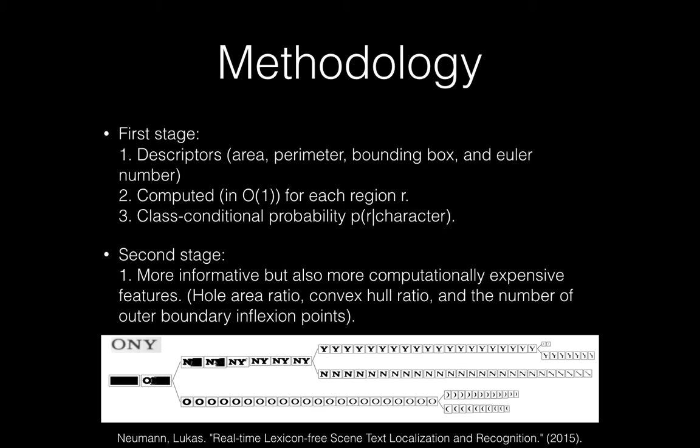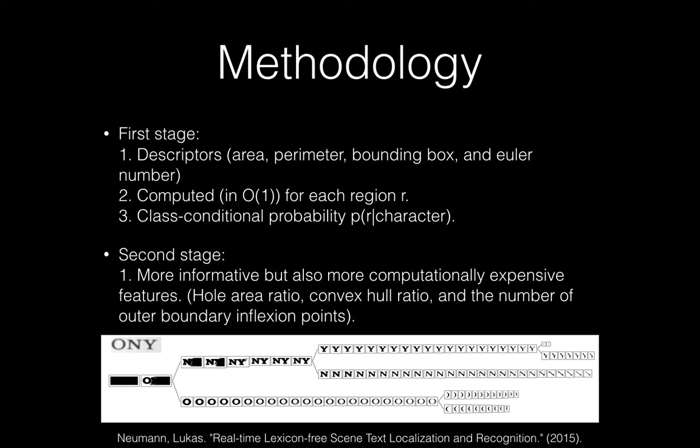So this tree can give us a lot of stuff, such as descriptors like area, perimeter, bounding box, and Euler number. All these properties you can find in the paper. Another characteristic of this method is the computational time is O(1) for each region, which is why we choose this relatively fast method if we want to do real time. Then there is a class conditional property. You will come out with this method and then put this property into the second stage.